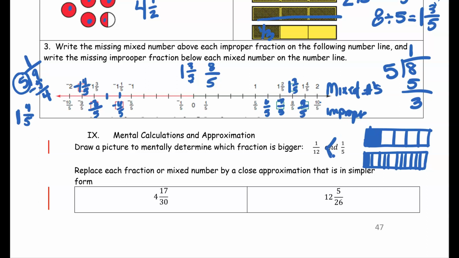The other thing that you can do without even drawing a picture is if you think about 1/12 and 1/5, if the same size shape is divided into 5 pieces, these pieces are going to be larger than if you were to divide it by 12, or think of it as a pizza. If you were to divide a pizza into 5 pieces, those pieces are going to be a larger size than if you divide them into 12 pieces.